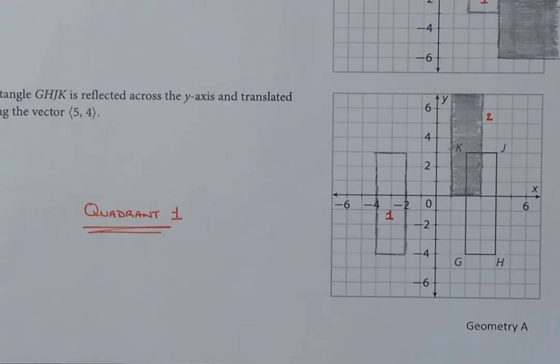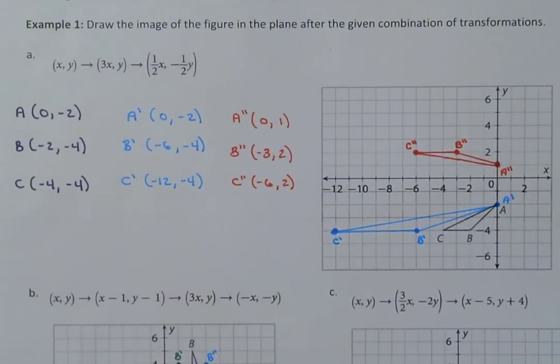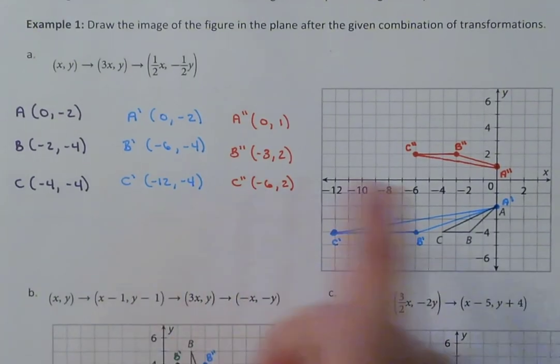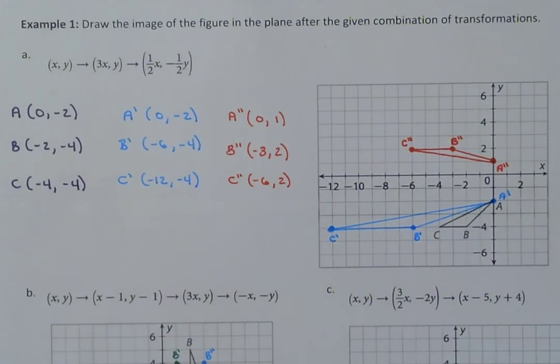All right, so that is how you go through and apply a sequence of transformations for section 3.1. This is how you go through and make predictions, and this is how you go through and use coordinate notation to apply a sequence of transformations for points to get an end result of your image. So that is your notes for section 3.1, sequence of transformations.